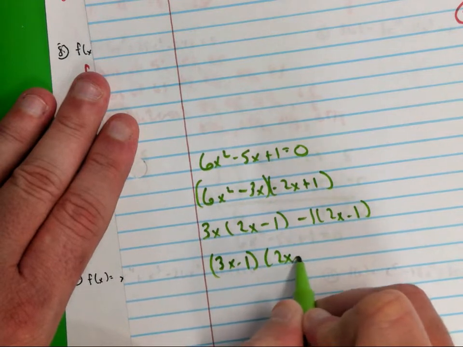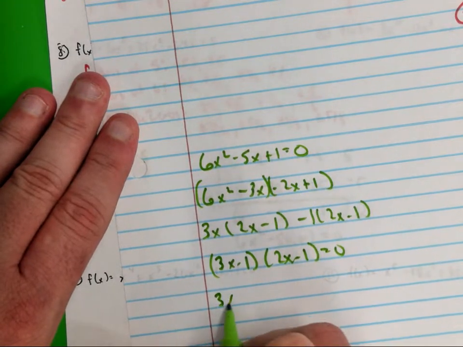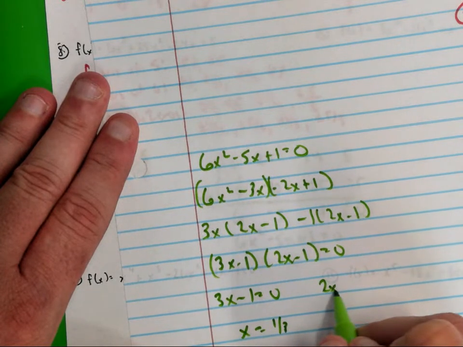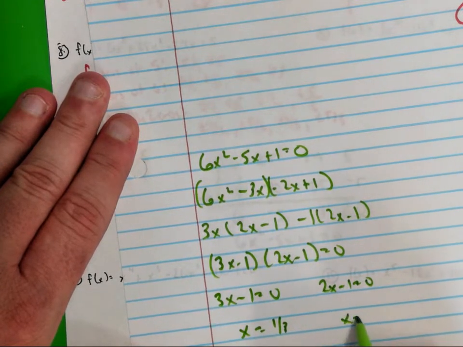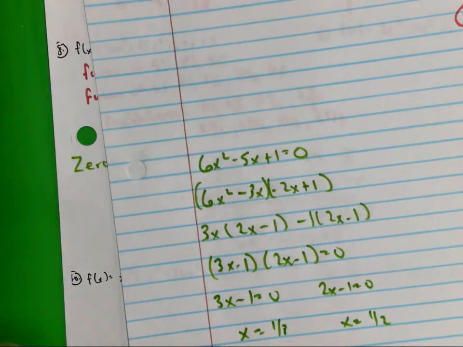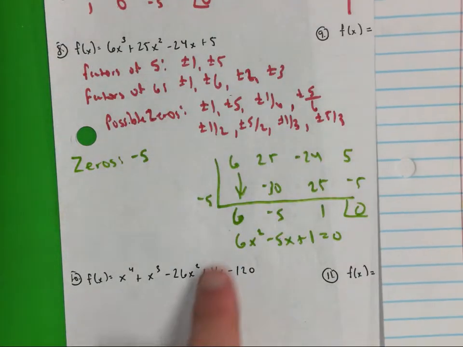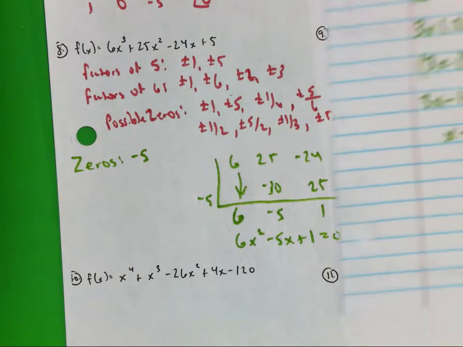So I factor this, set both of them equal to 0. I get 1/3 and 1/2. One-third and 1/2. And I look at my possible 1/3 and 1/2. Yes.